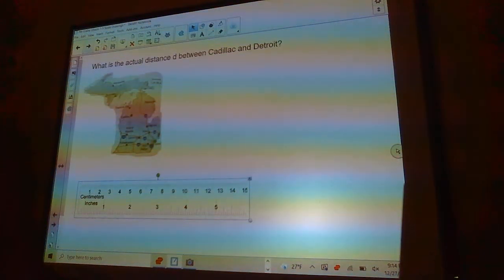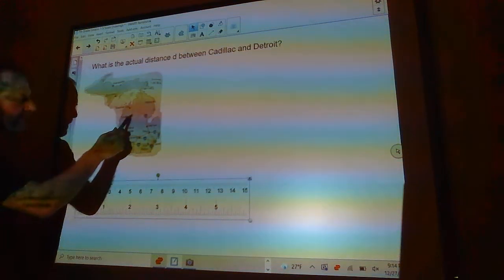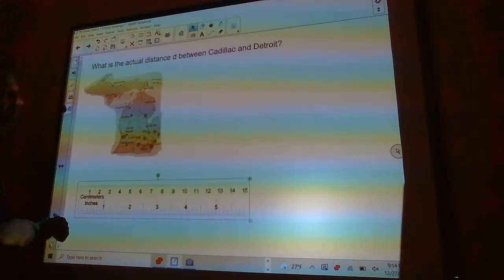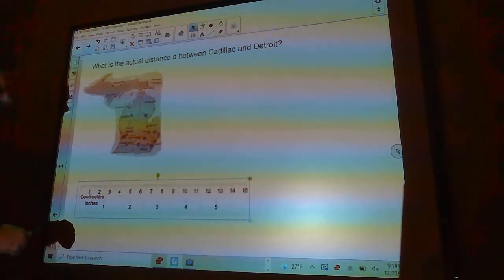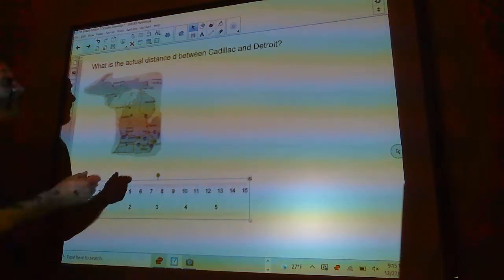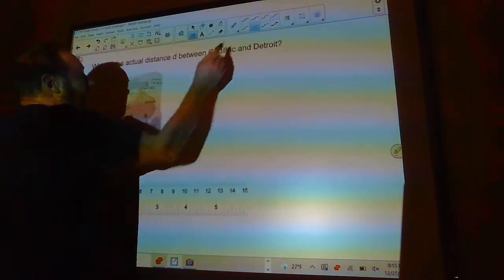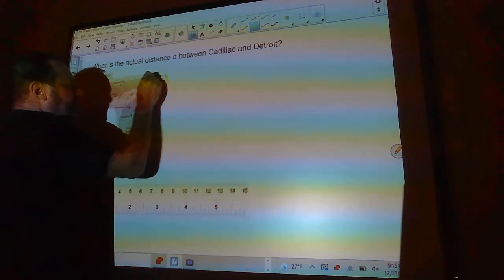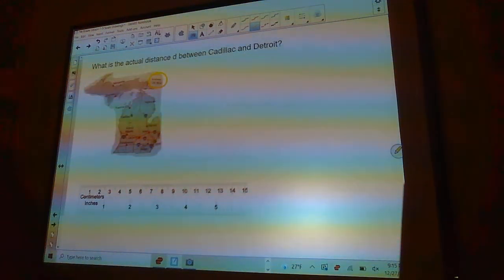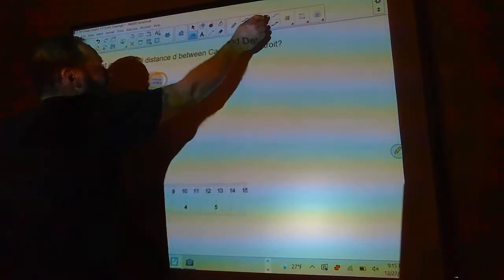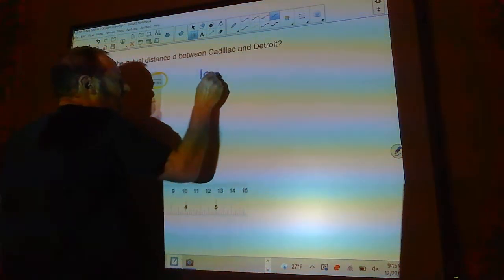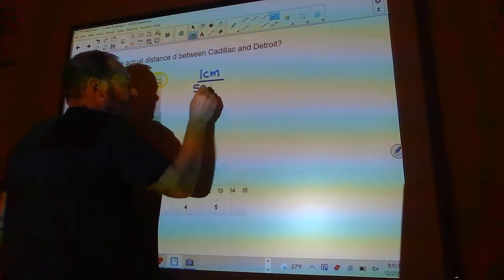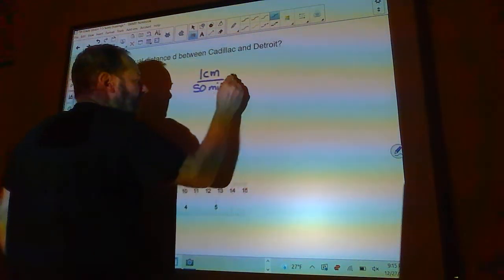Here we have a map of Michigan, and we want to know what's the actual distance D between Cadillac and Detroit. Here's Cadillac right here, here's Detroit right here. Now what we need to do is find the scale. The scale happens to be right there: 1 centimeter is to 50 miles. So 1 centimeter is 50 miles in real life.